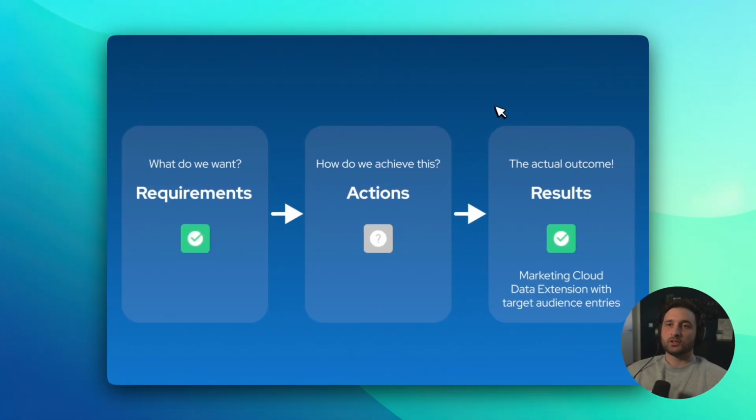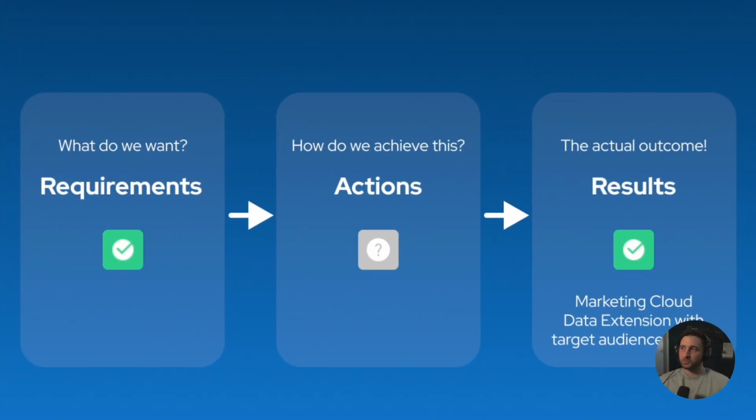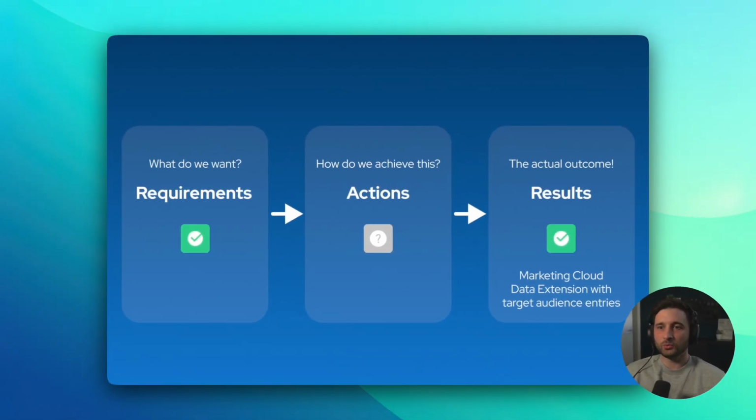What's that in terms of the process itself? So it's an easy three-step process. We already saw the requirements in the form of our user stories. Then we need to take specific actions to get to our results. So in the end, we want to have a Marketing Cloud data extension with our target audience entries. So the big question is, what do we need to do to achieve those results?